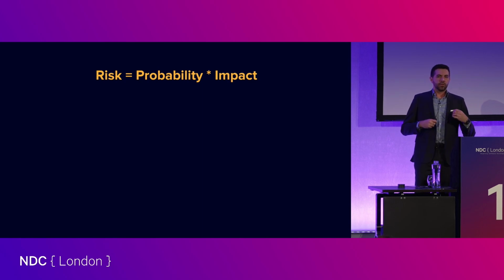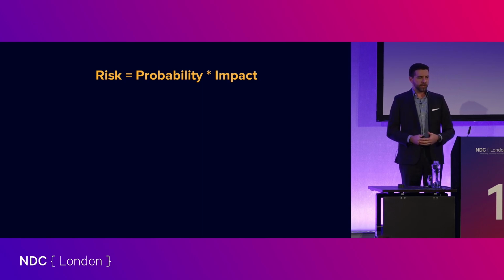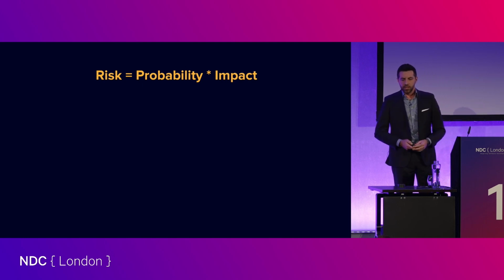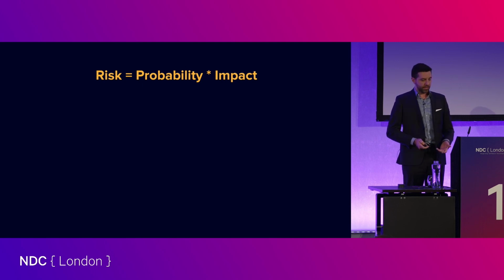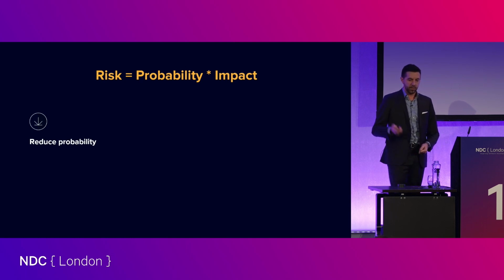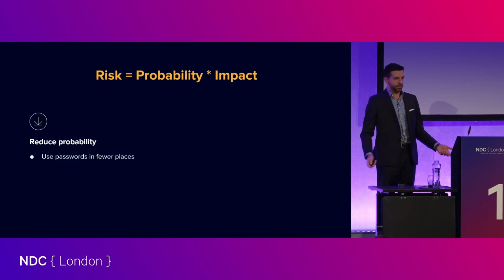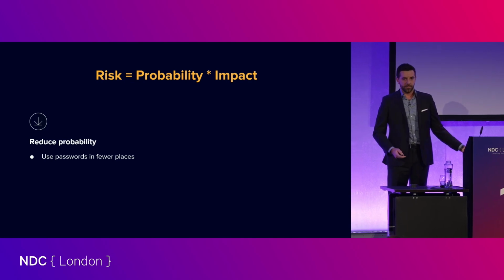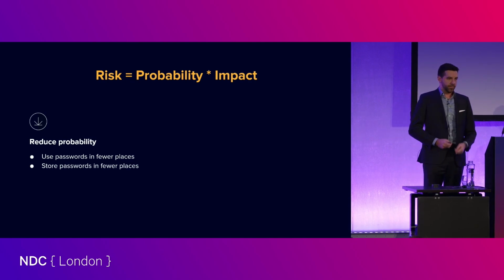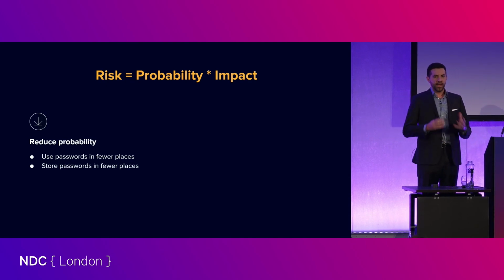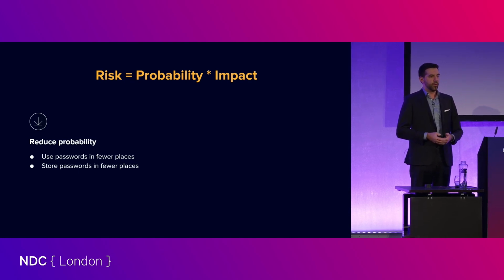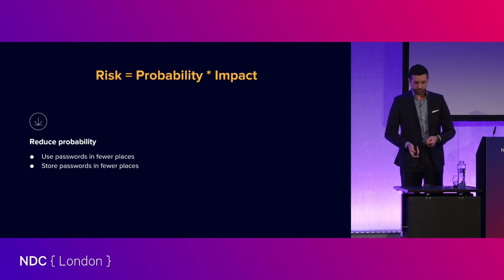So when we talk about the risk of these things happening, it's really the product of the probability of something happening and the impact if it does happen. So if we want to reduce our risk, we have two different ways to do that, right? We can reduce the probability of it happening, step one, which is we use passwords in fewer places, right? If there is no password for them to find, they cannot get our password and use it against us. We want to store our passwords in fewer places. It's great if you only have one password in your system, but if you give that password out to 50 different developers so they can test locally, well, now that's 50 different places that it can be breached.